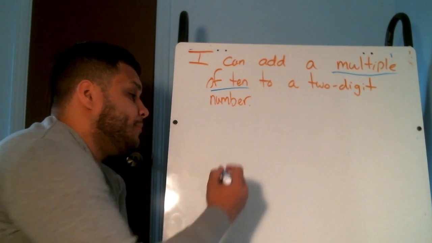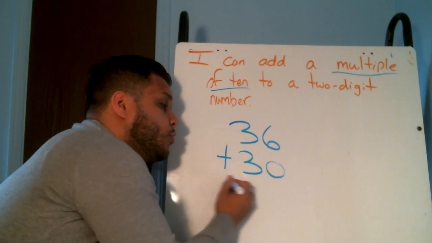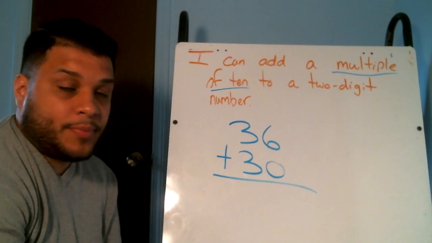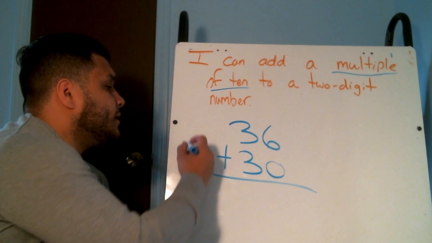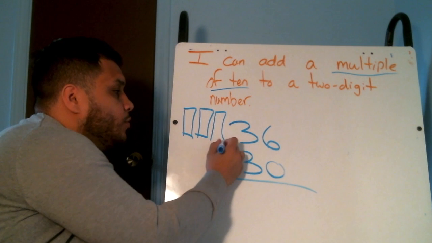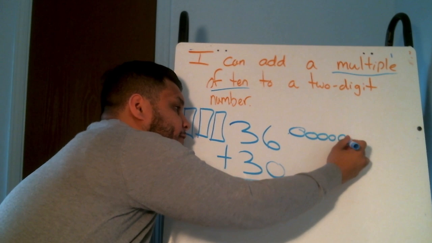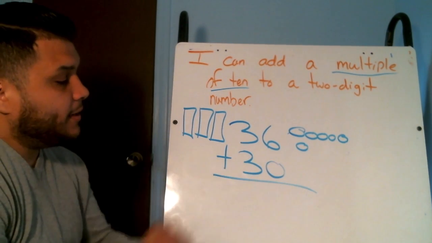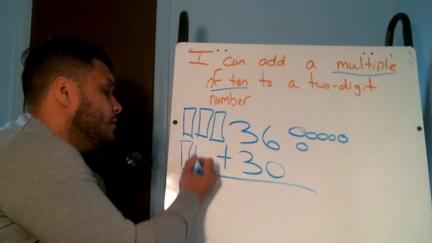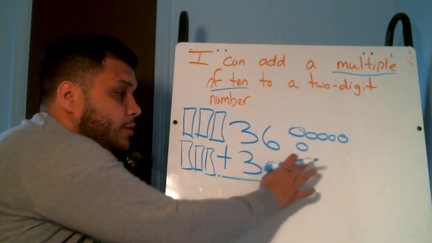So let's go over some examples. We'll work through it and we're going to go over our steps. Step number 1 is always going to be the same. So we have 36 plus 30. Step number 1 is going to be draw a picture. How many tens do I have for 36? 3 tens, correct. How many ones do I have in 36? 6 ones. 1, 2, 3, 4, 5, 6. How many tens do I have in the number 30? Awesome. 3 tens. How many ones do I have? 0. So I won't draw anything there.